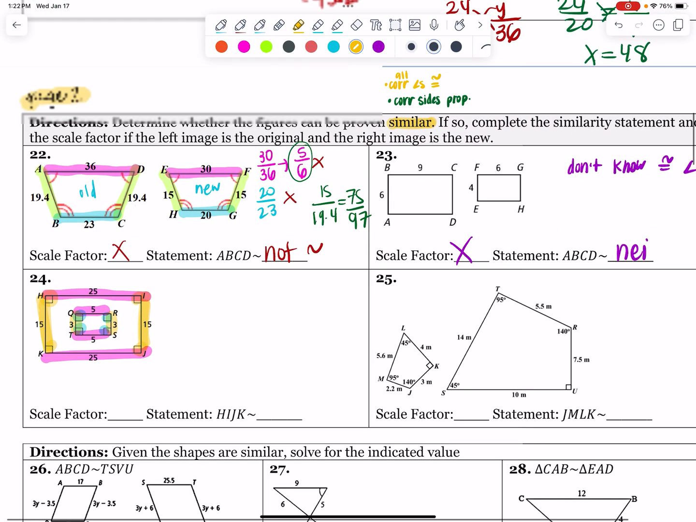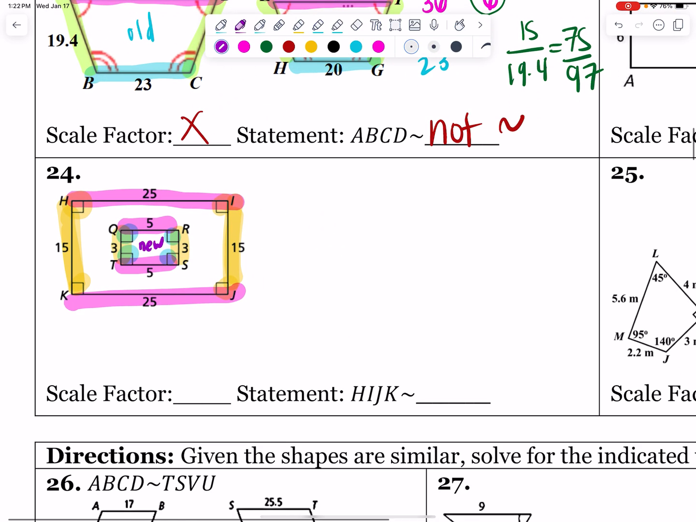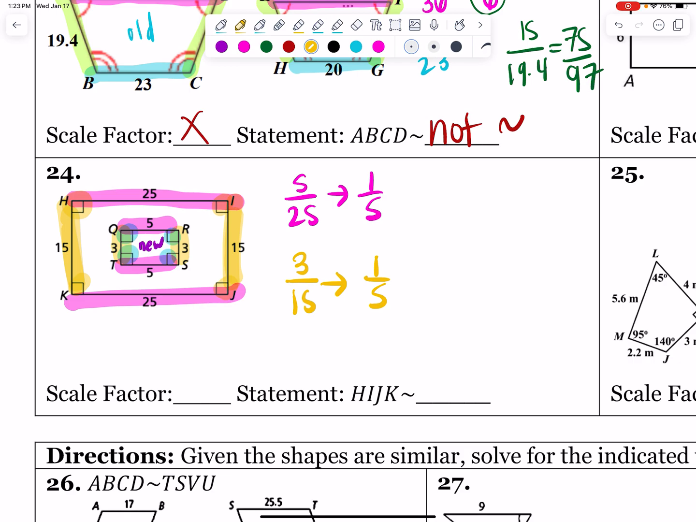Okay, now this is a little bit interesting because it says the image on the left is the original and the image on the right is the new. Well, obviously we don't have left and right here, so we're just going to check the pieces. We're going to assume that the middle one is new and the outside one is old. So our scale factor should be, it's getting smaller, so it should be less than 1. So we're going to see, does 5 over 25, which is 1/5, reduce to the same thing as 3 over 15? 3 over 15 is in fact 1/5. So this does get smaller. Those are both the same, 1/5 and 1/5. And so the scale factor is 1/5 the amount. And HIJK, I'm going to name this other one in the same way. So H corresponds to QRST.